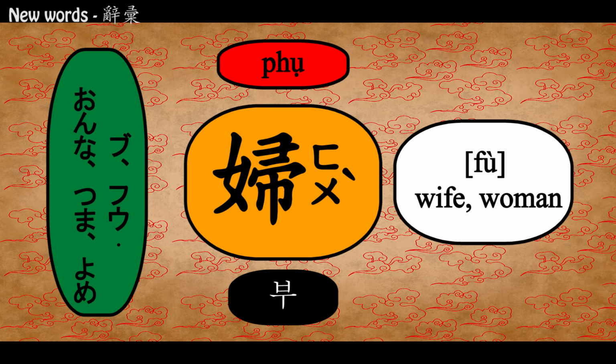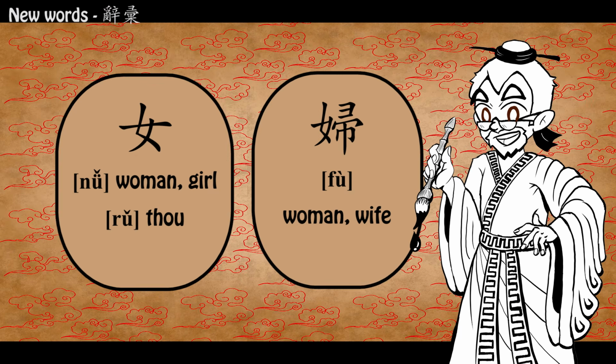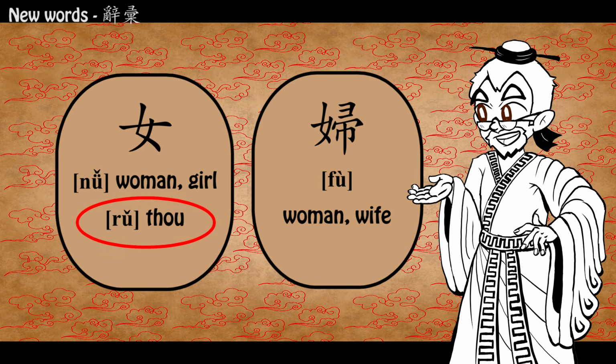Fu, wife, woman. From nu, woman, and zhou, broom. The broom here stands for the wife's plight of running the household. It also shows the reading. Nerd note! Both nu and fu mean woman, but nu can be either a girl or a grown woman, while fu only means grown-up woman, as well as wife. Classical texts hardly ever brook nu to mean woman, but mostly for the second-person pronoun thou.